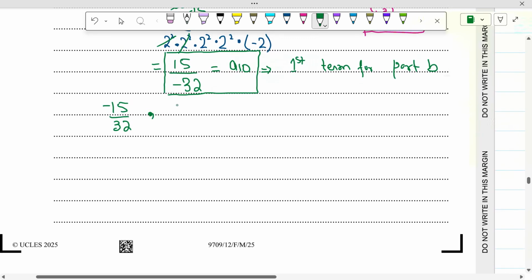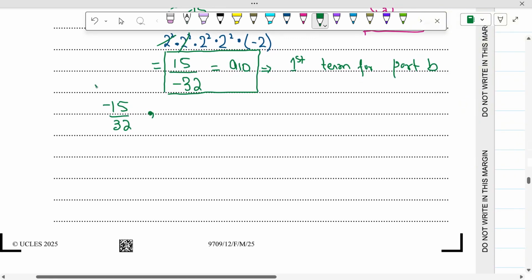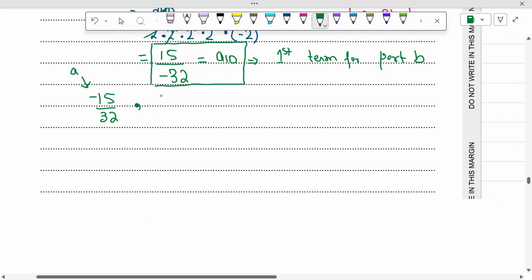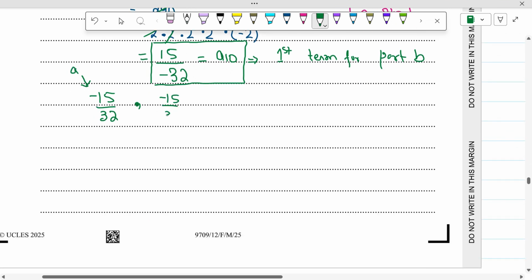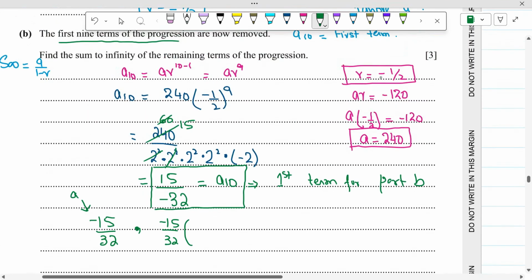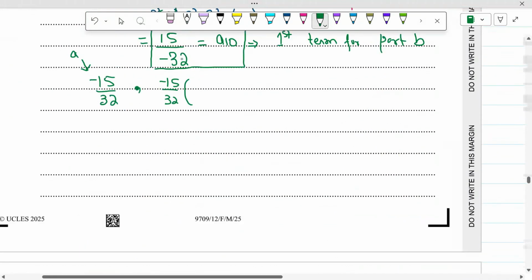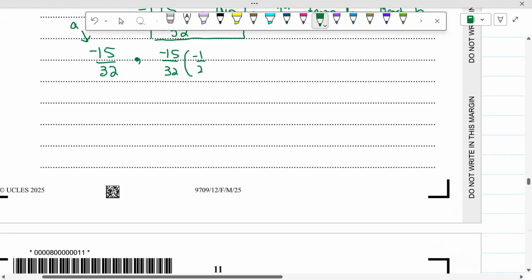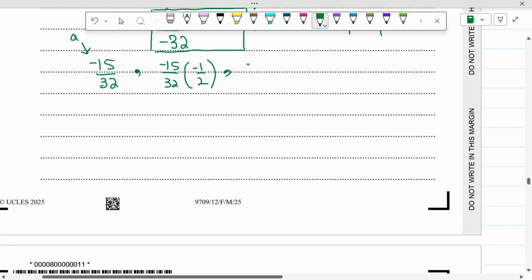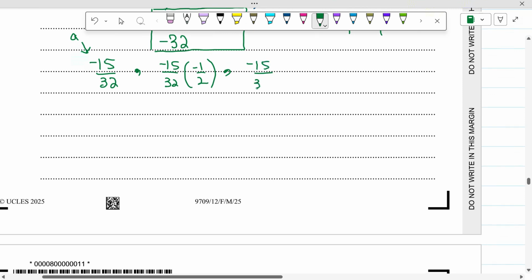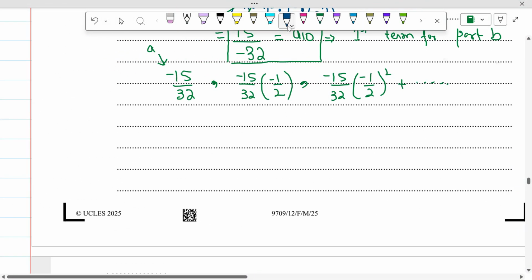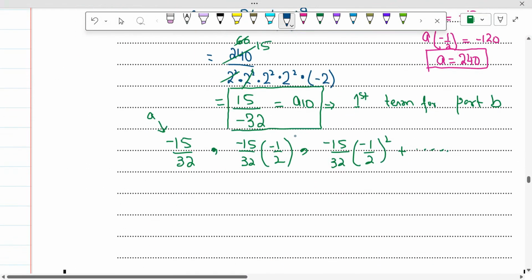So we have the first term, which is negative 15 over 32. Now the second term will be AR. This one is A. So AR is negative 15 over 32 times R, which is the same. R is the same for both cases, so negative 1 over 2. And then negative 15 over 32 times negative 1 over 2 squared, and move up to infinite terms. We need to find the sum to infinity of this progression.